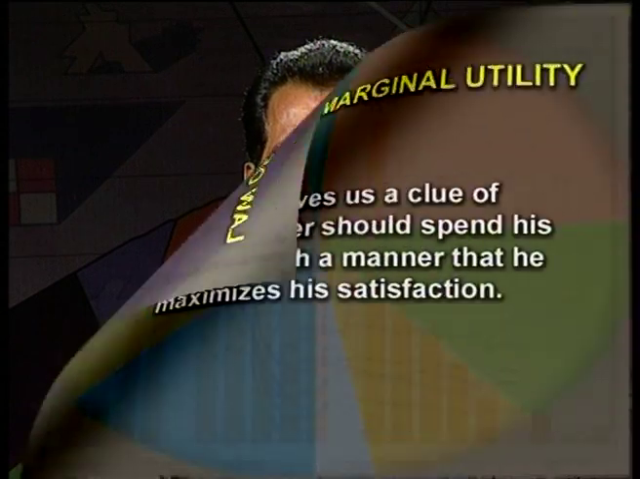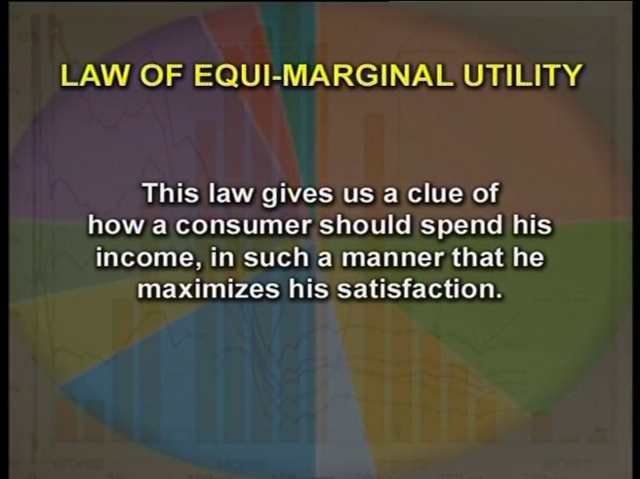In other words, a consumer, as we know, buys many items, many goods and services. And therefore, the law tries to teach us how he should spread his money, how he should spread his income among the different goods, or how he should apportion his expenditure among different goods such that he maximizes his satisfaction. And therefore, this law gives us a clue of how the consumer should spend his income in such a manner that he maximizes his satisfaction.